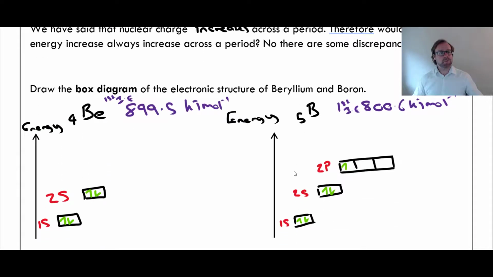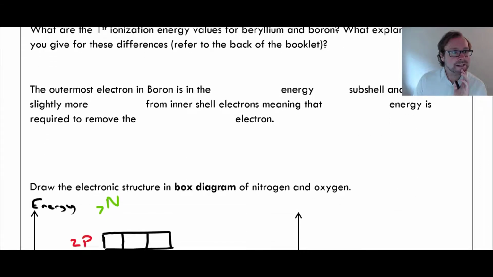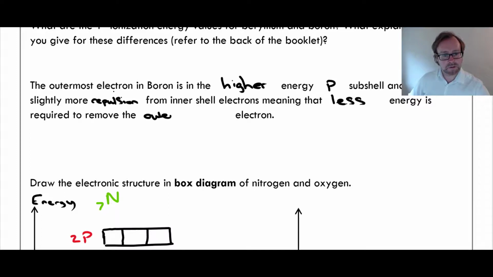Okay, so I'm sure you've been able to draw this. These would be our box diagrams for beryllium and boron, and you'll notice that even though boron has more protons, it has a lower first ionization energy. Okay, so why is that? We can describe this as the outermost electron in boron is in the higher energy p subshell, and there is slightly more repulsion from inner shell electrons, meaning that less energy is required to remove the outermost electron.